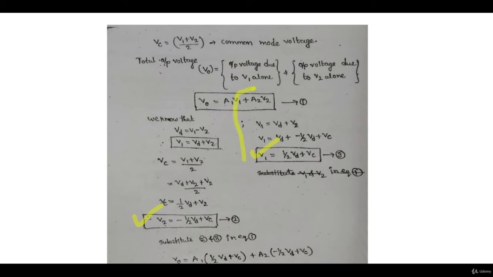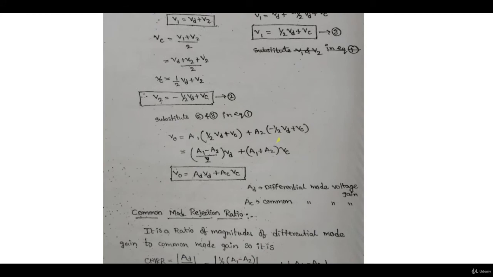You plug V1 and V2 into this equation, and you will get the output voltage in terms of common mode and differential mode input. So when you plug the values into V0, A1 times half VD plus VC plus A2 times minus half VD plus VC, you will solve it and get A1 minus A2 divided by 2 times VD, plus A1 plus A2 times VC. Okay, we will call this term AD and this term AC. So you will get the expression V0 is equal to AD VD plus AC VC.